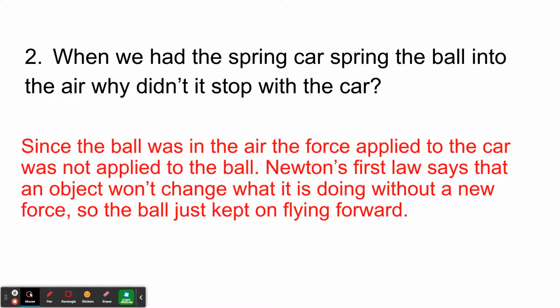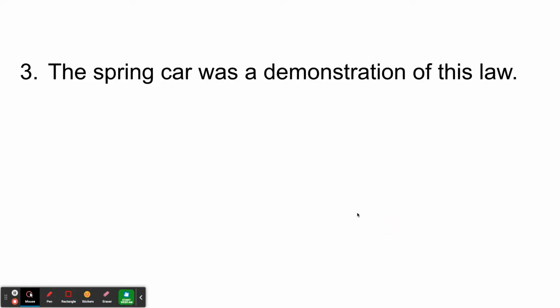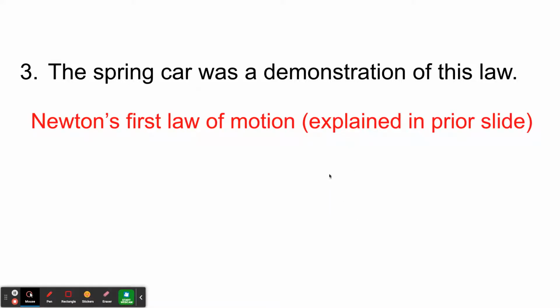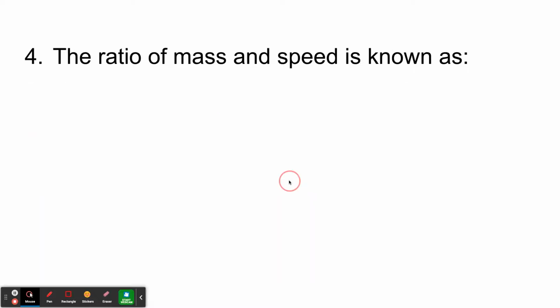And the ball didn't get the new force, so it just kept doing what it was doing before, which was flying forward. This is really just a moving version of what we did with the chip and the card and the cup, where we had the chip sitting on the card on top of the cup. We put a force on the card, but that force was not applied to the chip. So the chip didn't change what it was doing. It just sat there while the card shot out, and then eventually the chip went down into the cup. At any rate, they're both examples of the same thing. And that is this. The spring car was a demonstration of what law? Well, it was Newton's first law of motion. Just explained it in the prior slide.